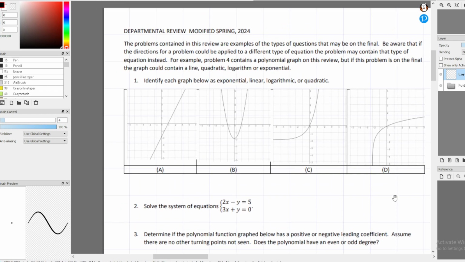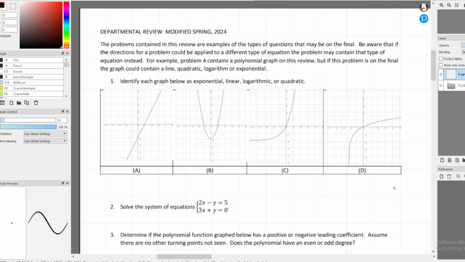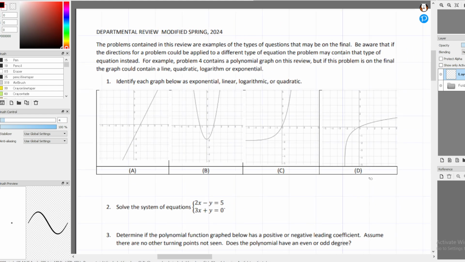Number 1 says, identify each graph below as exponential, linear, logarithmic, or quadratic. So linear is pretty self-explanatory. It's just a line. So A is going to be linear. B is quadratic. Quadratics are typically x squared. There's an x squared in there. So B is quadratic. C is going to be exponential. And D is going to be logarithmic.